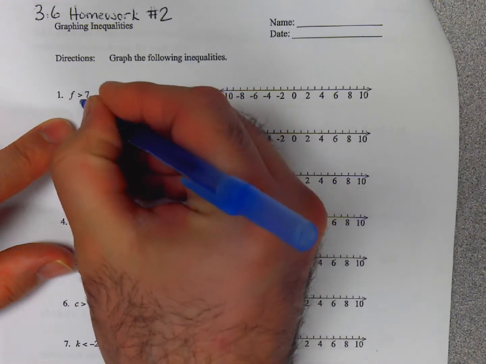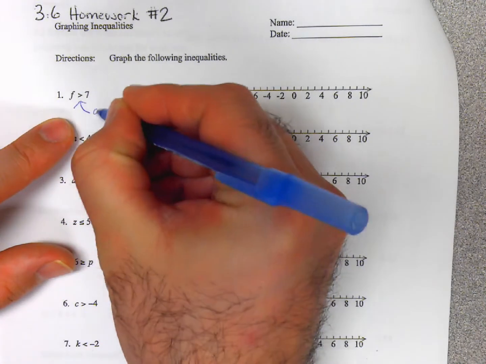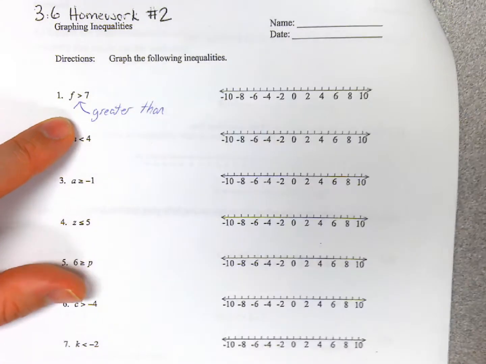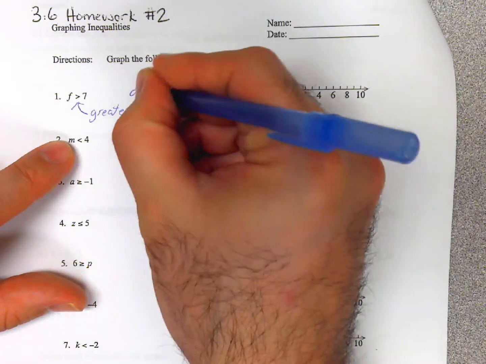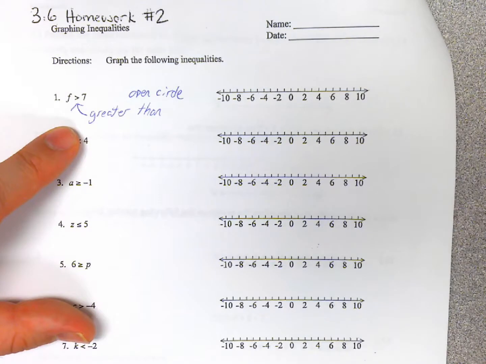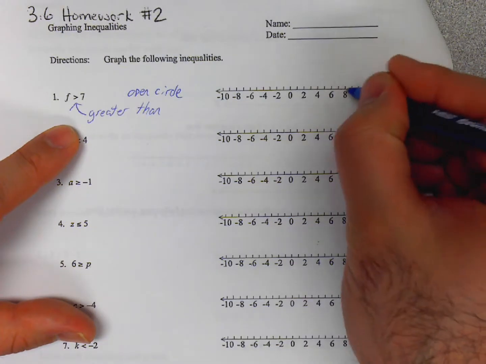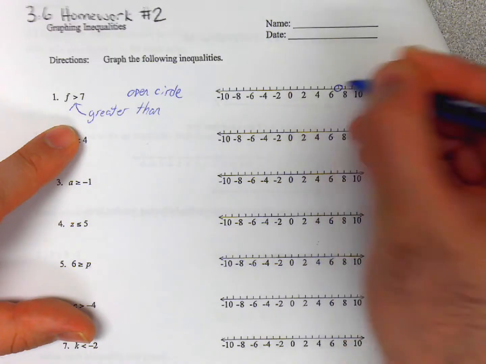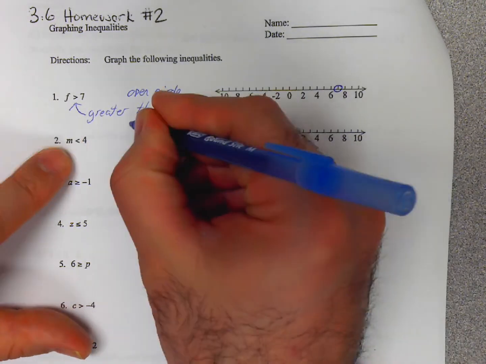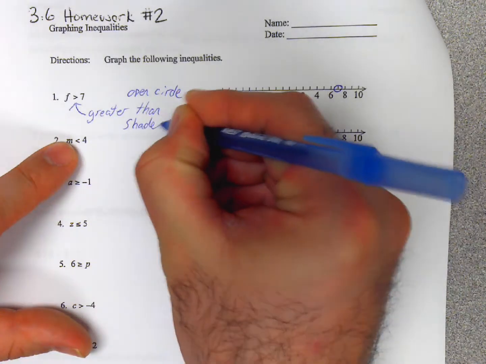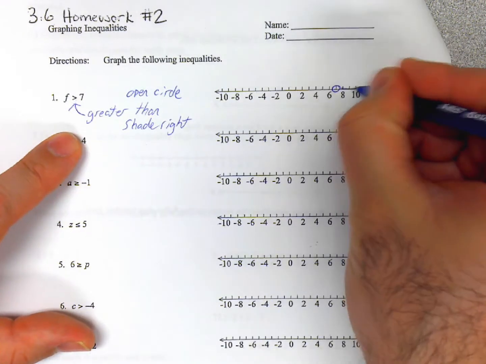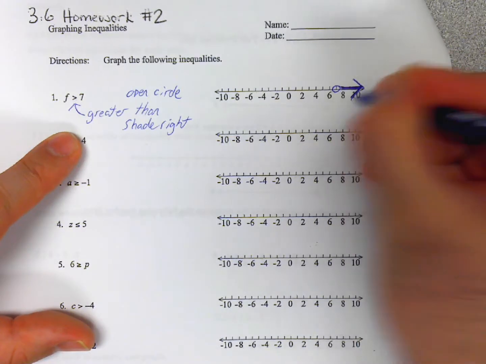If you look here, this is x greater than. So this is a greater than. Greater than is an open circle, right? Because I have a greater than and it's an open circle at 7, I'm going to find 7 and draw an open circle. Well, greater than means shade to the right. Greater than, shade right. So I have my open circle because there's no equal to, and I'm shading to the right. All right?